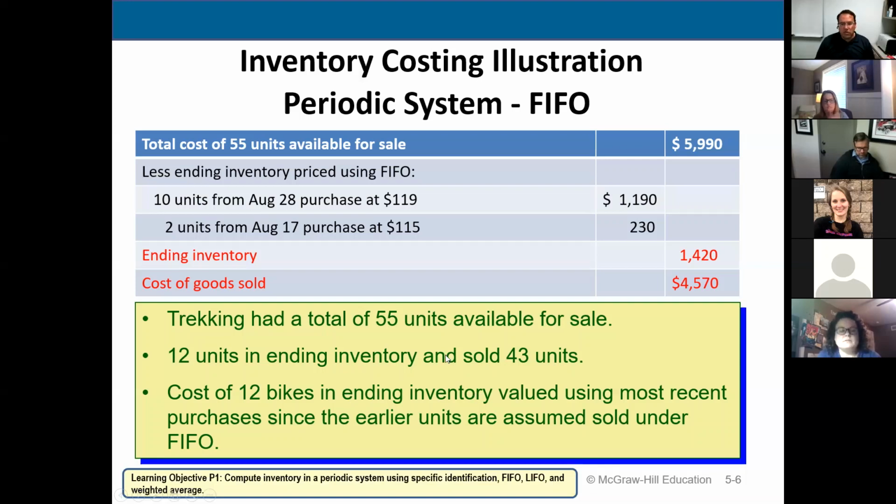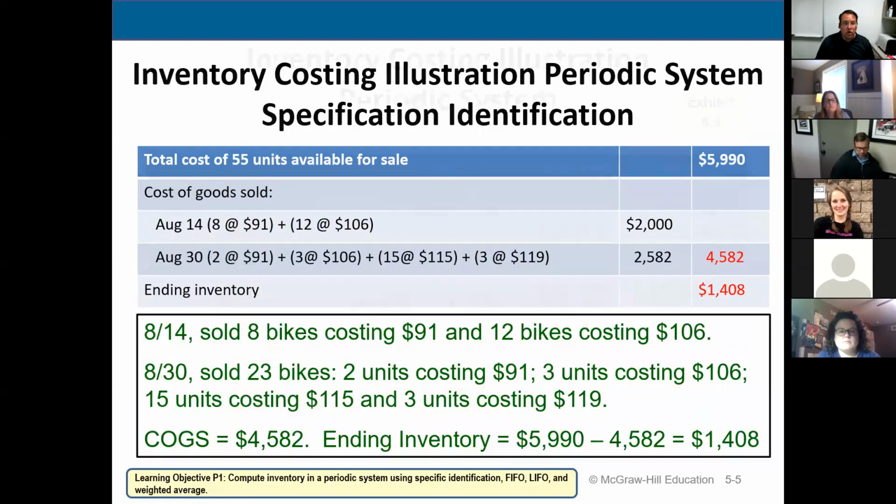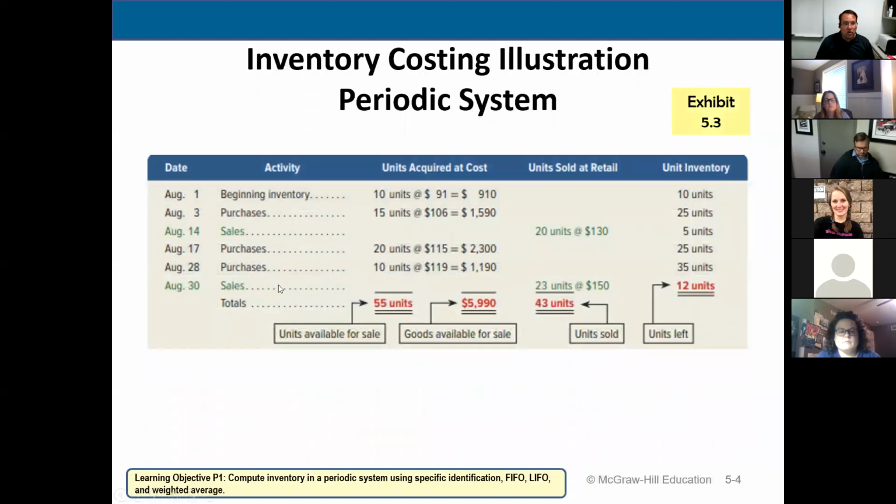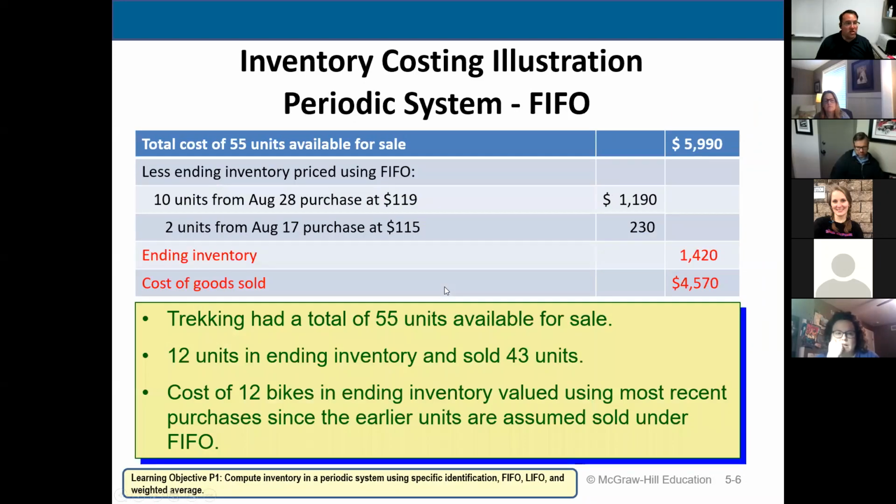So if we're assuming first in, first out, then we're going to assume that the 12 that are still in inventory are the 12 newest bikes. And so we purchased 10 at 119, and then we would use 2 more of these ones we purchased at 115. That would be the 12 that are still sitting there in ending inventory. We would assume then that we sold all of these other units. That's the assumption. So we'll do 10 at 119, which is 1190, 2 at 115, which is 230. We add those up. That gives us the ending inventory. We can subtract the ending inventory from the total cost to give us our cost of goods sold.